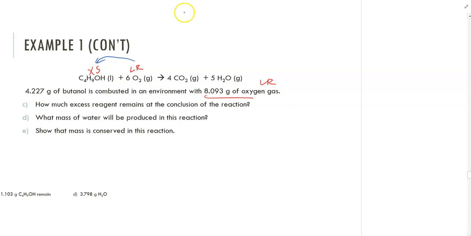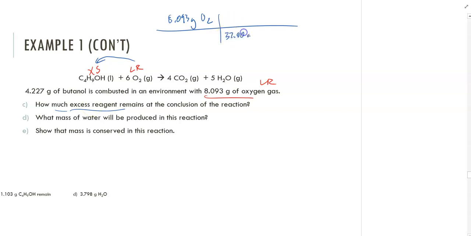So in that case, I'm going to take my 8.093 grams of oxygen gas, which is my limiting reagent, and figure out information with C4H9OH. It is asking for how much excess reagent. How much, again, is generally a gram amount. Usually it's kind of assumed. So let's figure out how many grams of butanol is also used up.